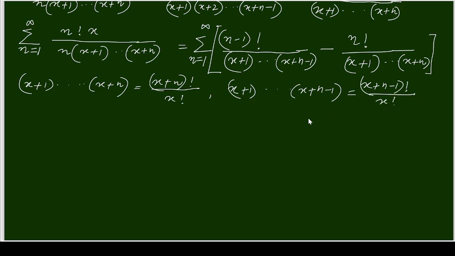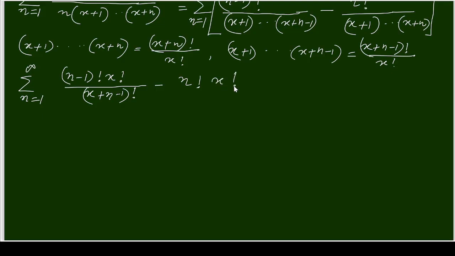So simplifying this, it's the summation of n equals 1 to infinity of (n minus 1) factorial, with x factorial in the numerator, over (x plus n minus 1) factorial, and the second one will be n factorial into x factorial by (x plus n) factorial.